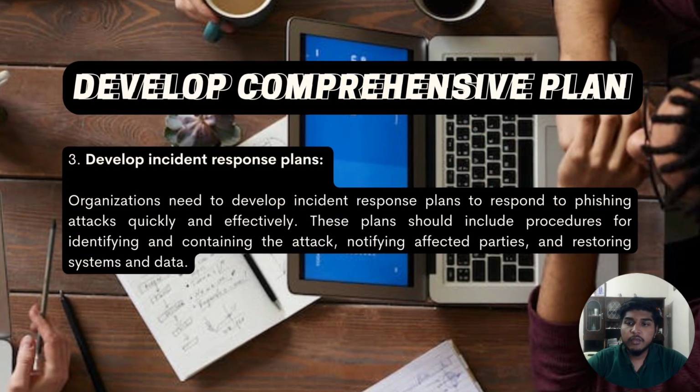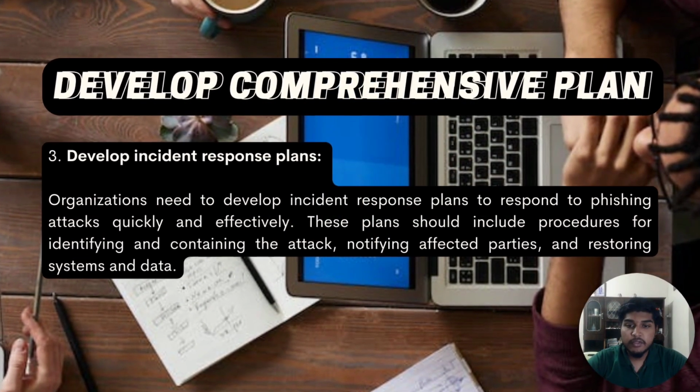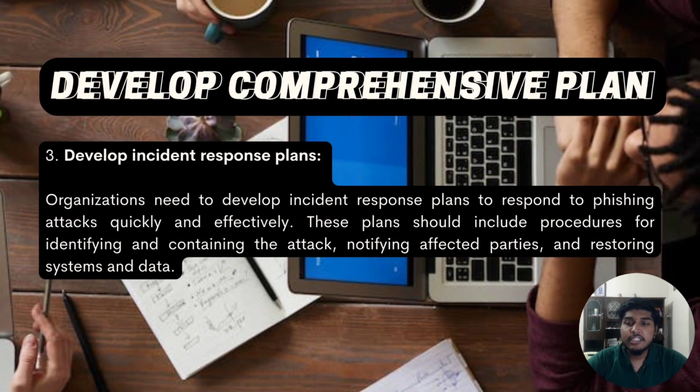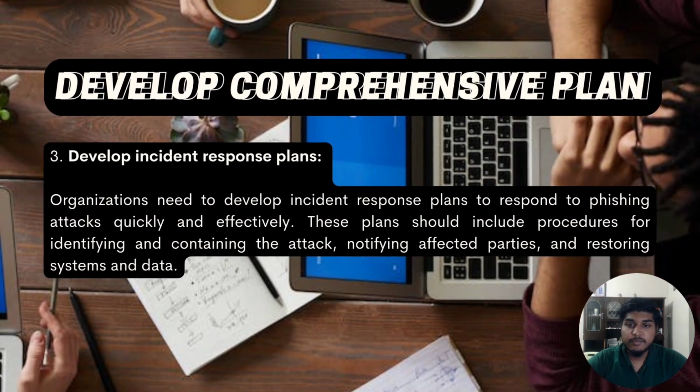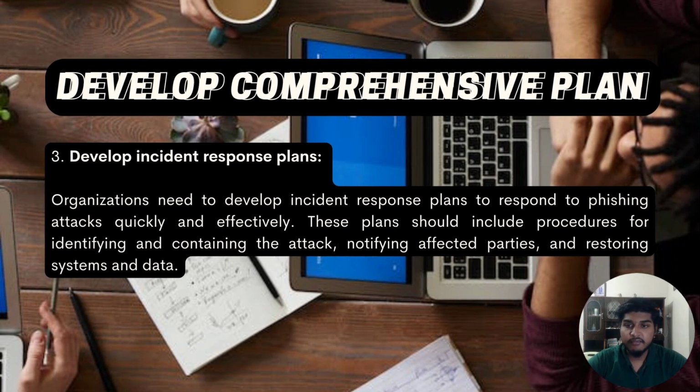So the third plan will be to develop an incident response plan, which organizations need in order to respond to phishing attacks quickly and effectively. This plan should include procedures for identifying and containing the attack, notifying affected parties, and restoring systems and data. Assign roles and responsibilities, establish communication channels, and conduct regular drills to ensure readiness. And consider partnering with external cybersecurity firms to strengthen incident response capabilities.